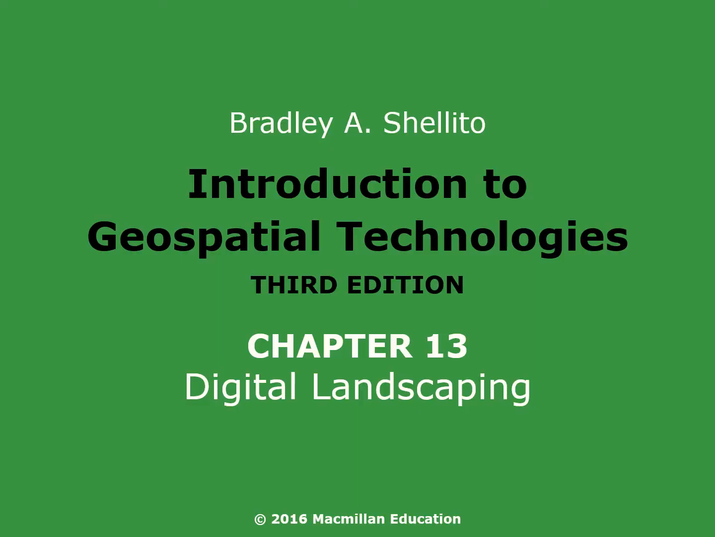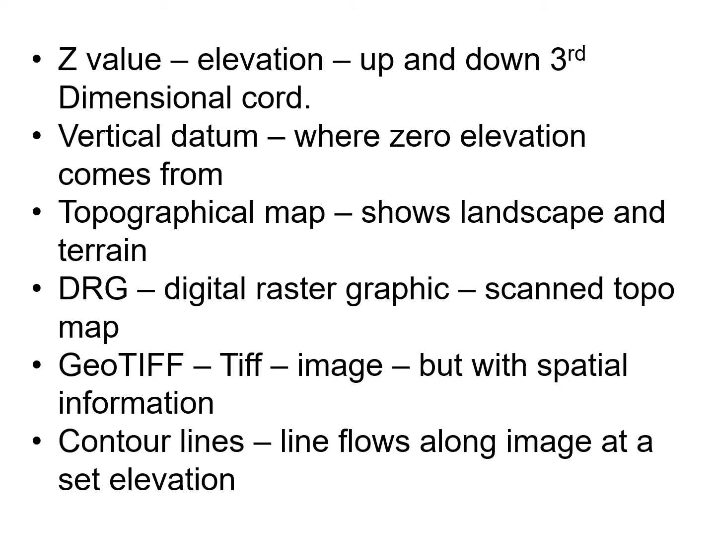Next, we're going to talk about Chapter 13, which is digital landscaping. First thing we got to talk about is a z-value. Just like x, y, z, x and y are physical locations, z is elevation. So it's the coordinate that gives us the third dimension. From time to time, you'll also hear about a vertical datum. This is where your zero elevation comes from.